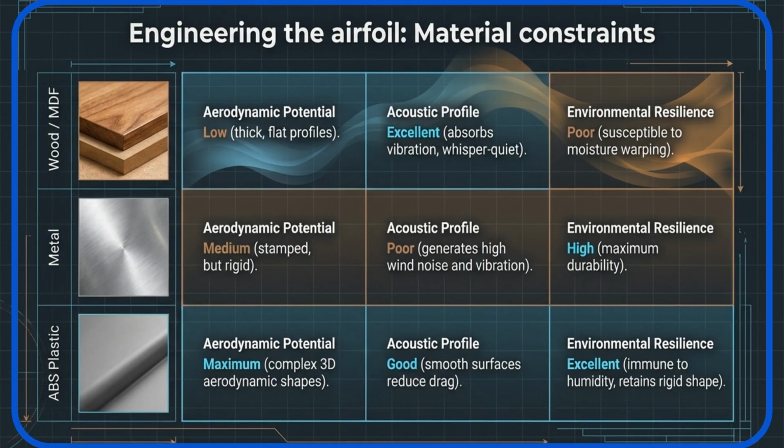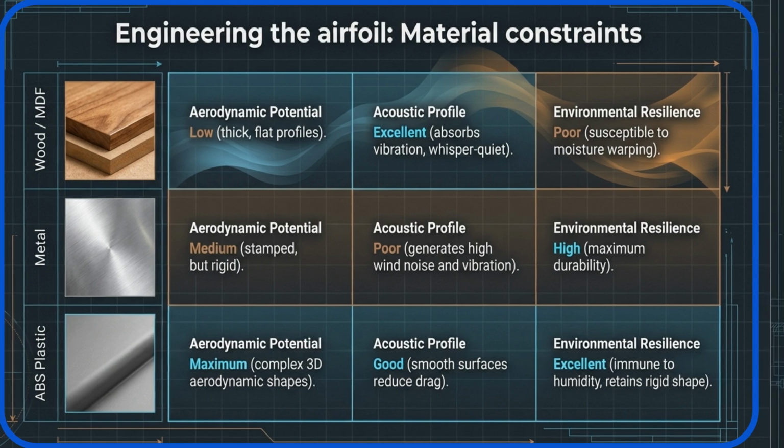Material constraints significantly impact fan performance. ABS plastic offers the maximum aerodynamic potential and excellent environmental resilience, while wood provides the best acoustic profile.